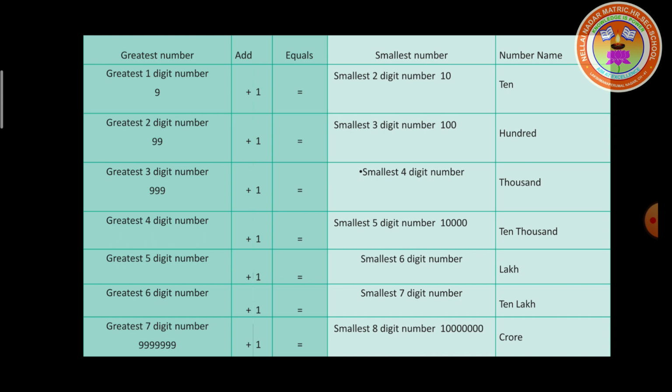So 1 lakh has how many zeros, children? 5 zeros. See, the next thing is the greatest 6-digit number. If you add 1, you will get the smallest 7-digit number, that is 10 lakh. When the greatest 7-digit number is added to 1, we will get the smallest 8-digit number, that is crore. So what is the smallest 8-digit number, children? Crore. Children, this table is very important. Just go through it. Okay.